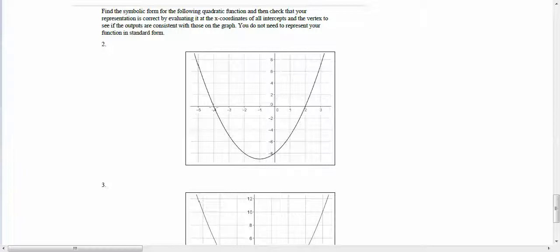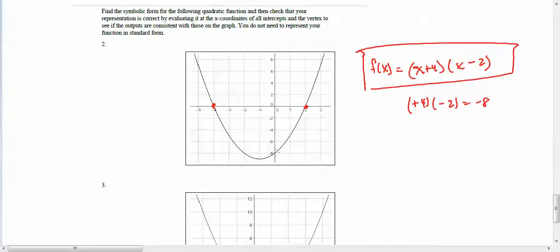It crosses at negative 4 and positive 2, so I would say f of x is equal to x plus 4, so that's taking into account the negative 4, and x minus 2. That's taking into account this positive 2. I'm going to check this real quick, and I'm going to say x equals 0. If I plug in x equals 0 to find the y-intercept, that would be positive 4 times negative 2, which is negative 8. Good. I'm going to keep this equation because this thing does indeed cross at negative 8.